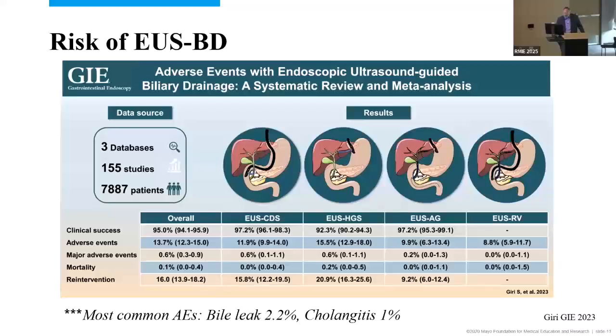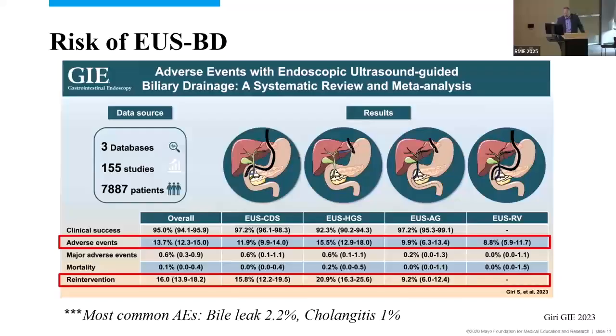This is a study out of GIE recently, which showed an overall adverse event rate, including choledochoduodenostomy, hepatogastrostomy, antegrade therapy, and rendezvous of 14%. This is almost 8,000 patients, including 155 studies. So that's a substantial number. Also, not to be outdone by a reintervention rate of 16%. So that needs to be considered in your algorithm about what you're going to do on a patient-by-patient basis.